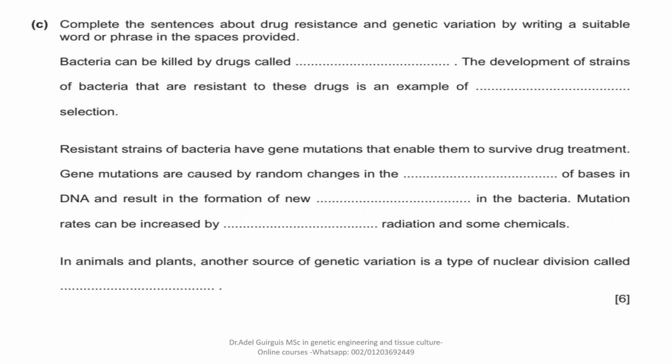Now complete the sentences about drug resistance and genetic variation by writing suitable words or phrases in the spaces provided. Bacteria can be killed by drugs called, yes, antibiotics. Antibiotics are specific to kill bacteria by different mechanisms. Some affect cell wall building, others affect cell membrane synthesis.